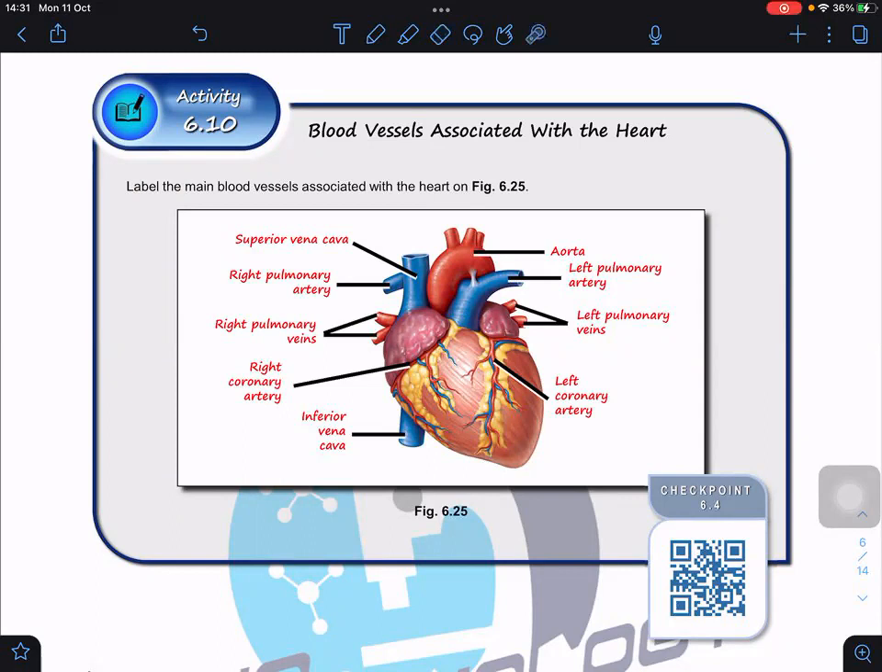Here we didn't label the blue-colored ones. Can you see the blue color? The blue color is the right coronary vein, the left coronary vein, and also the right coronary vein. Are you clear? We also have small capillaries to supply the blood to our cardiac muscle. So with this, I have done the blood vessels associated with the heart.